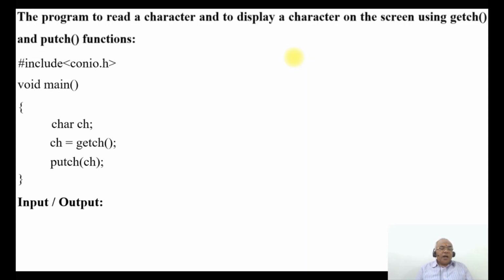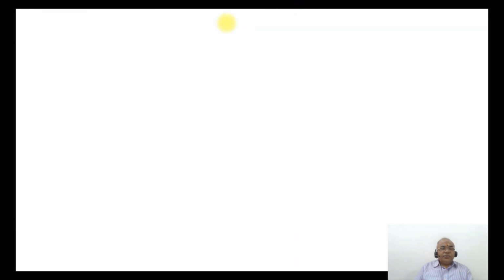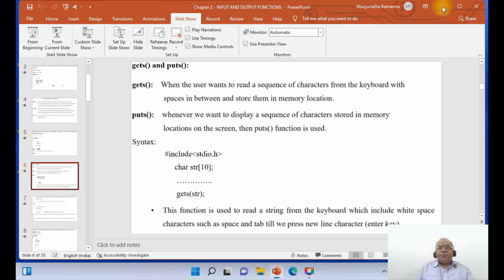So how will the output be? The input is A. Suppose I type the character A, but A will not be visible on your screen, because once you enter the getch function, whatever character is entered will not be displayed on the screen, but it will be stored in the memory location. And once it executes the putch function, the output will be A, which will be displayed on the screen. Now let us show the demonstration using the program.